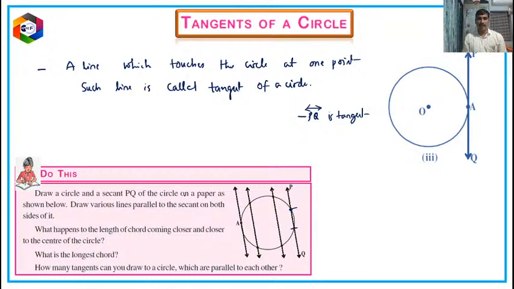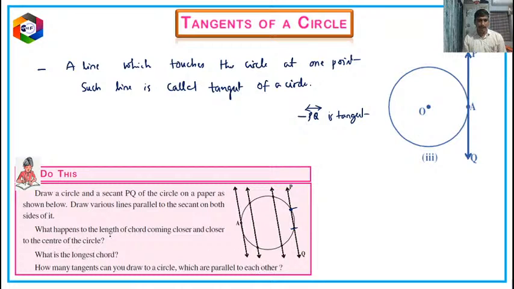On a paper as shown, draw various lines parallel to the secant on both sides. To this secant, on both sides, that means this side and that side, you can draw parallel lines like this. It is given.